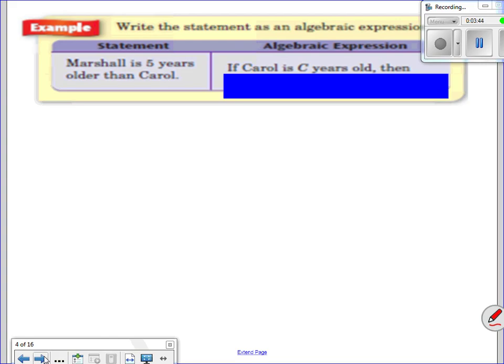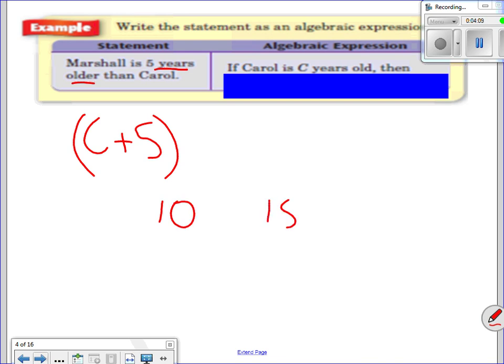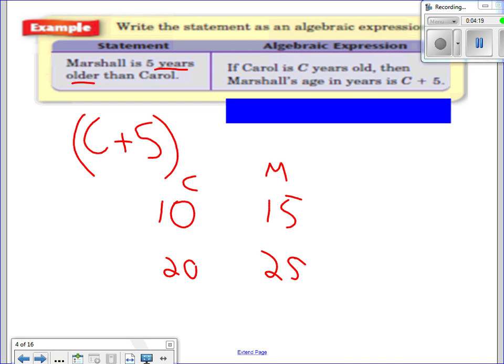Let's take a look here. Marshall is 5 years older than Maria. If Carol is C years old, then how old is Marshall? And then what's the algebraic expression? So if Marshall is 5 years older, we have C, just like the last one, plus 5 is our algebraic expression. So if Carol is 10, Marshall is 15. If Carol is 20, Marshall is 25. Let's take a look here. C plus 5 is our algebraic expression.